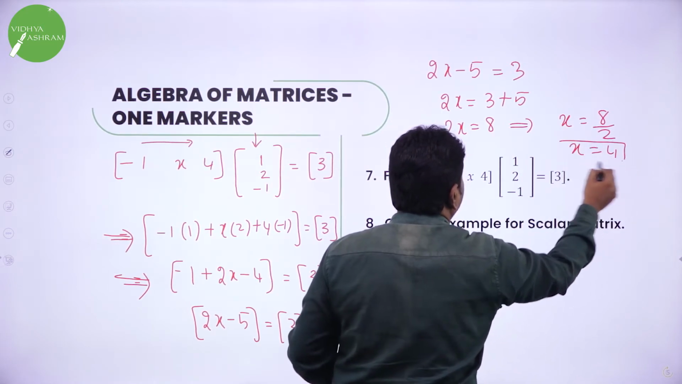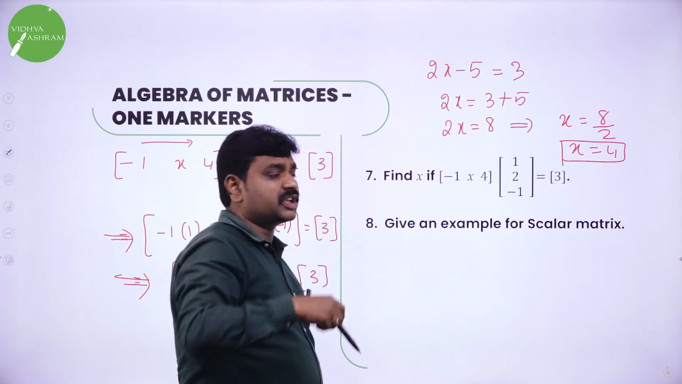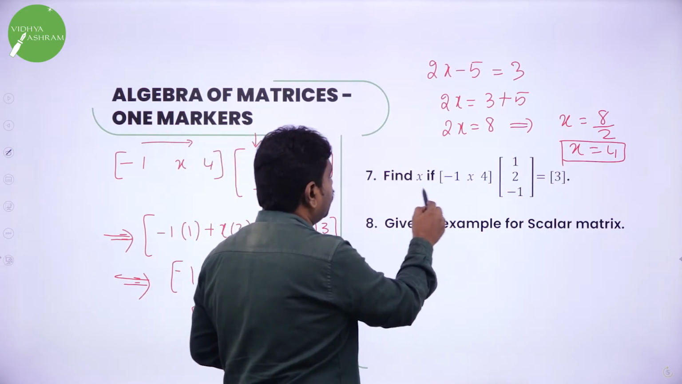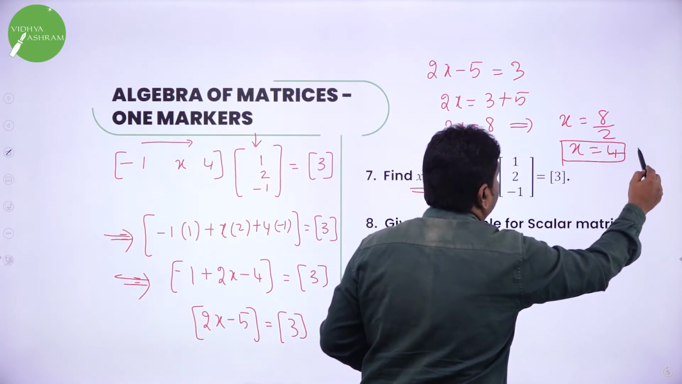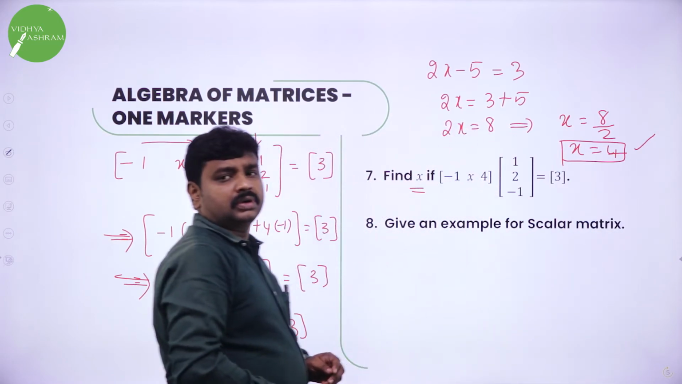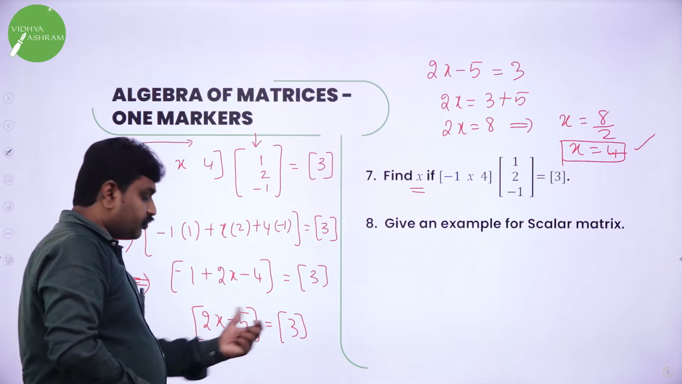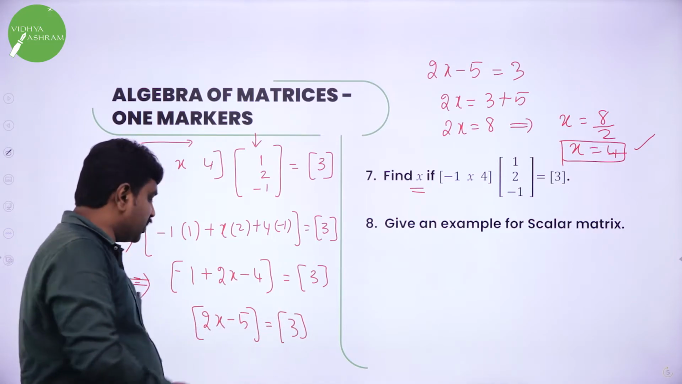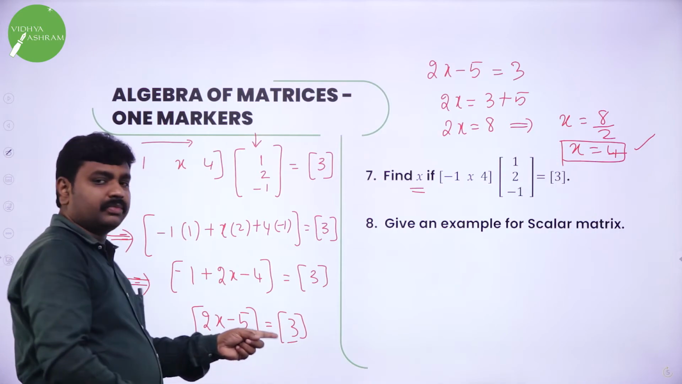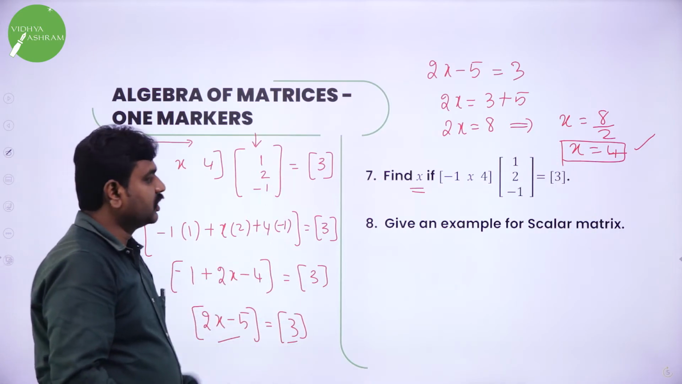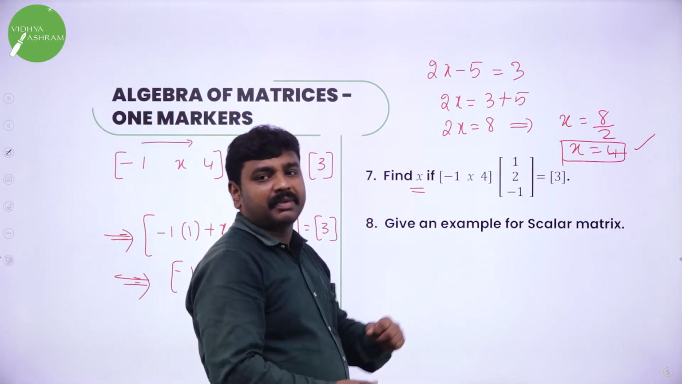They want you to find x. In the last problem they wanted you to prove x is minus 1, but now find x. So we got x. What is x? 4. x is what? Positive 4. Got it? Multiply the matrix. You will get a matrix with one element. So if two matrices are equal, corresponding elements have to be equal. Here 2x minus 5, here 3. Equate them. Solve the equation, you will get x. Then give an example for a scalar matrix.